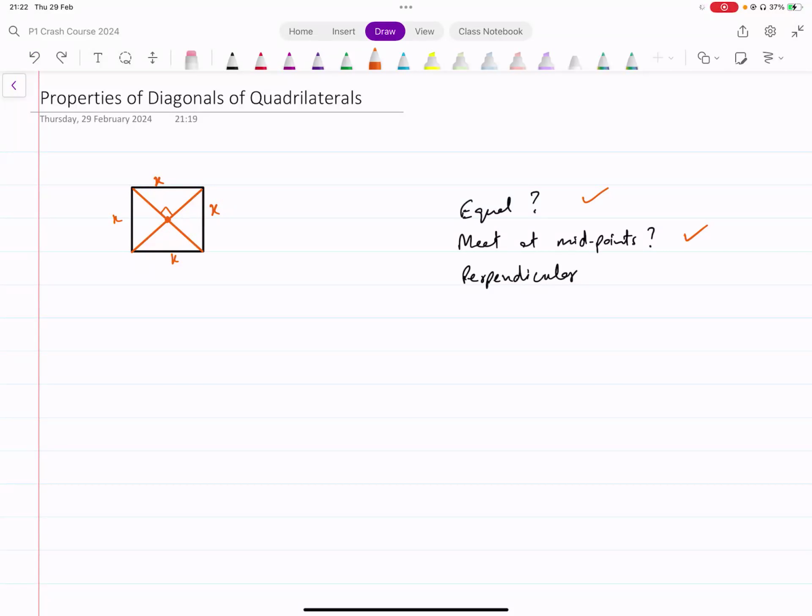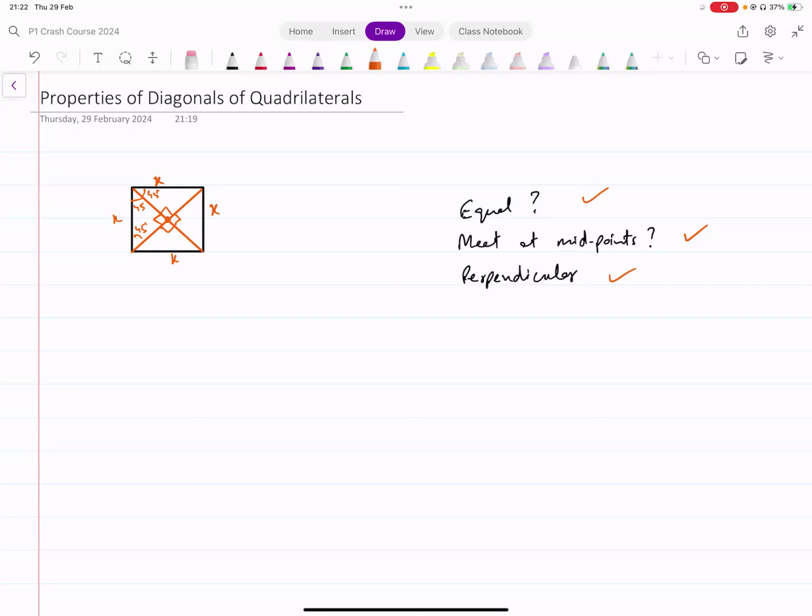When you draw a diagonal, these angles are bisected. This becomes 45, this becomes 45, this becomes 45. What's the angle that's left in the middle? 90. So in a square, the diagonals are equal. Both the diagonals are equal. They meet at midpoints and they're also perpendicular.